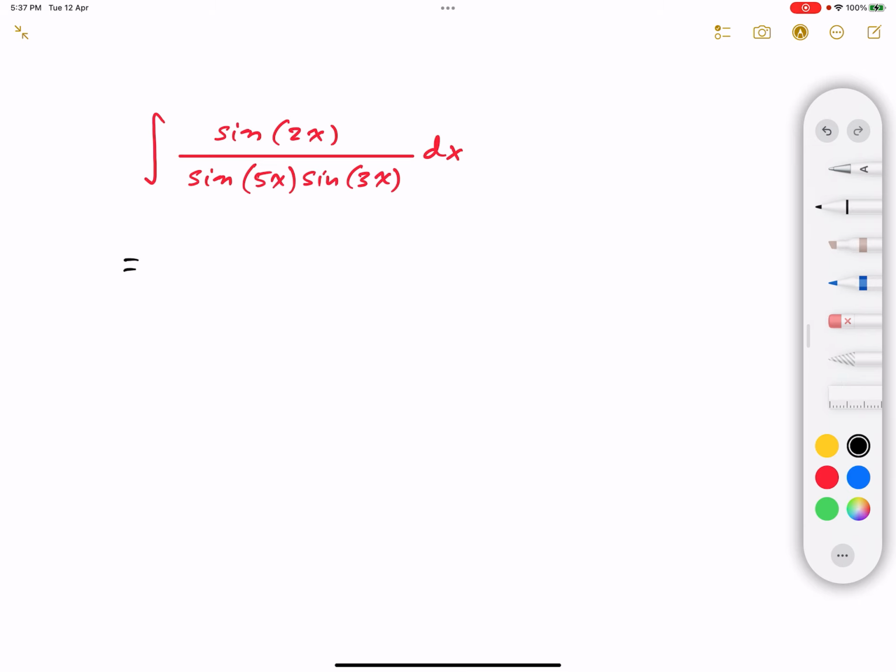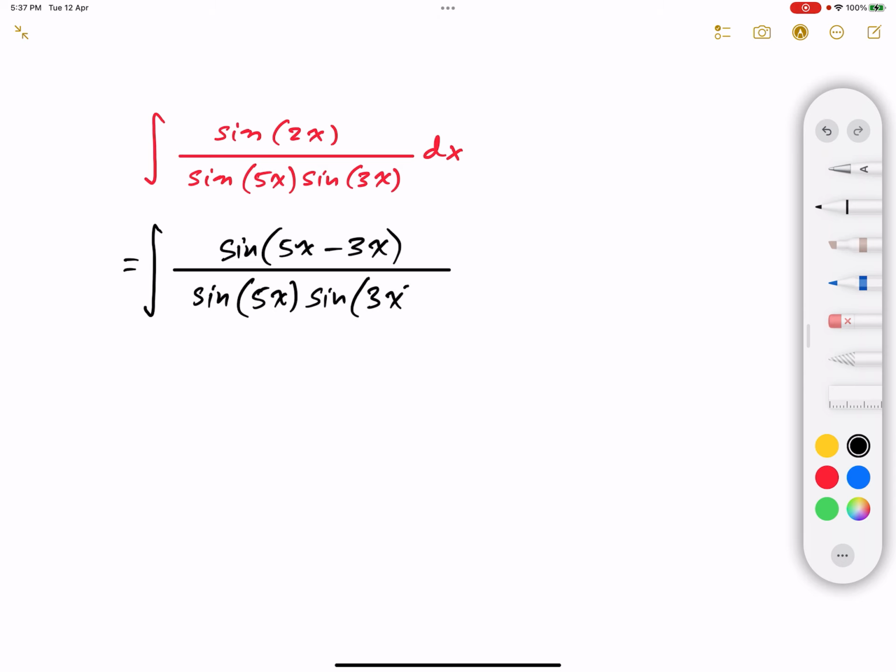So this is going to be equal to the integral of the sine of 5x minus 3x, because that's still 2x, divided by the same denominator, which is sine 5x multiplied by sine of 3x, and of course dx. Now we can use the law of the sine of the difference of two angles, which is sine cosine, and we take the same sign, which is negative here, minus cosine sine.